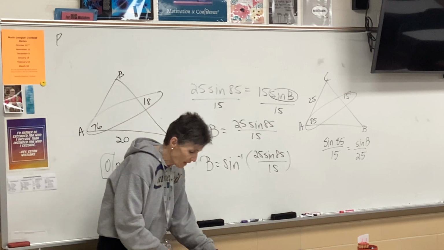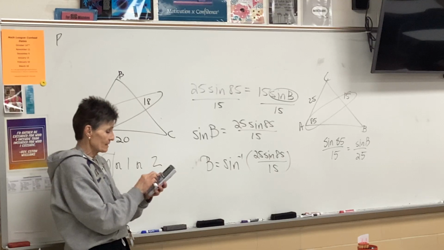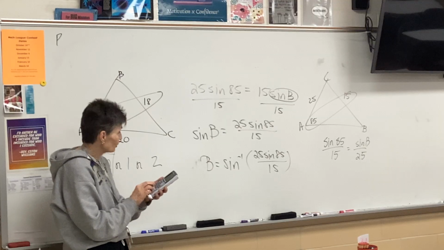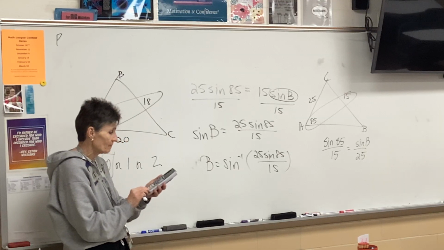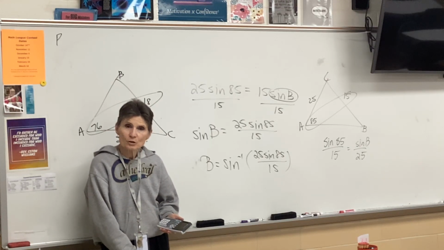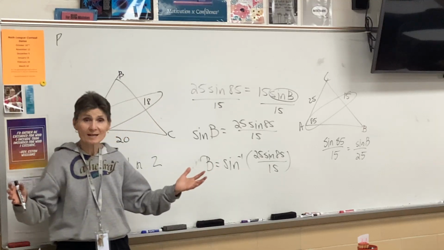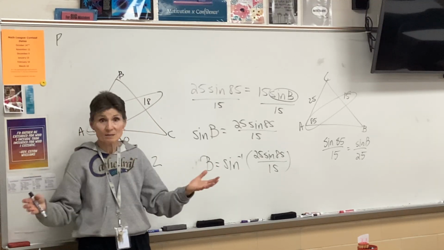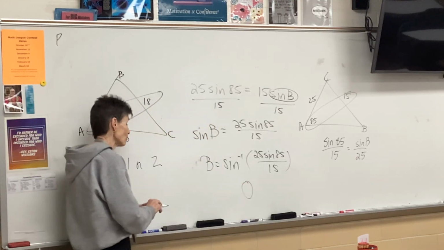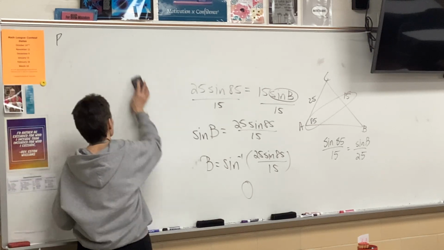I'm going to inverse sine. So second, sine, 25 sine 85, close parentheses, divided by 15. Did you get an error again? Okay, that's going to happen a third of the time because we have three possible answers. Oh, no solutions, 0. It says how many triangles are possible? None. This is also a none.